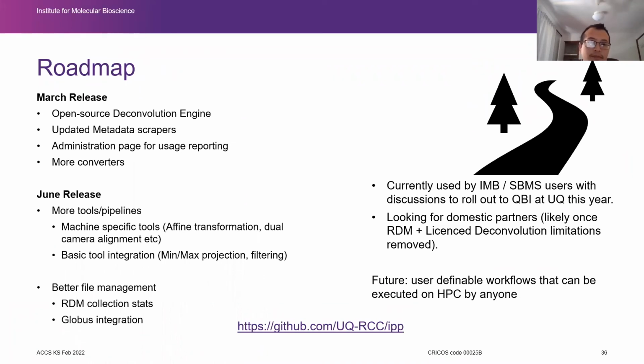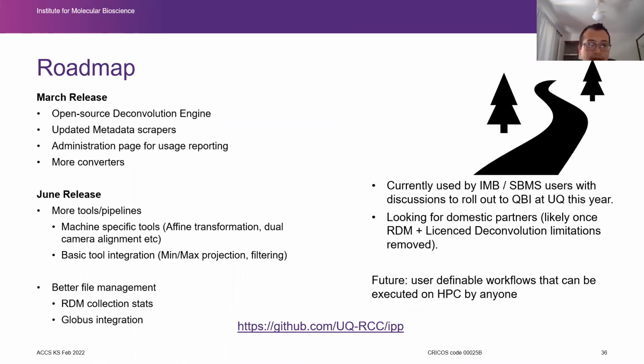Another item is we are looking into supporting more converters in the portal because with facilities like IMB or any other microscopy facilities, the users normally deal with many different file types, and it is very tedious and time-consuming to convert between file types if it's done on their workstation. If it's done on the HPC, that speeds things up quite a lot.